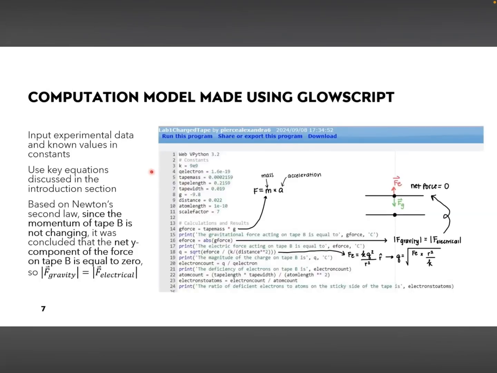Here's the GlowScript code I wrote. I inputted some of the experimental data from the last slide into the constants section of this code, along with a few other values. I used some key equations discussed in the introduction section in my code. Here's the equation for gravitational force, written right here.